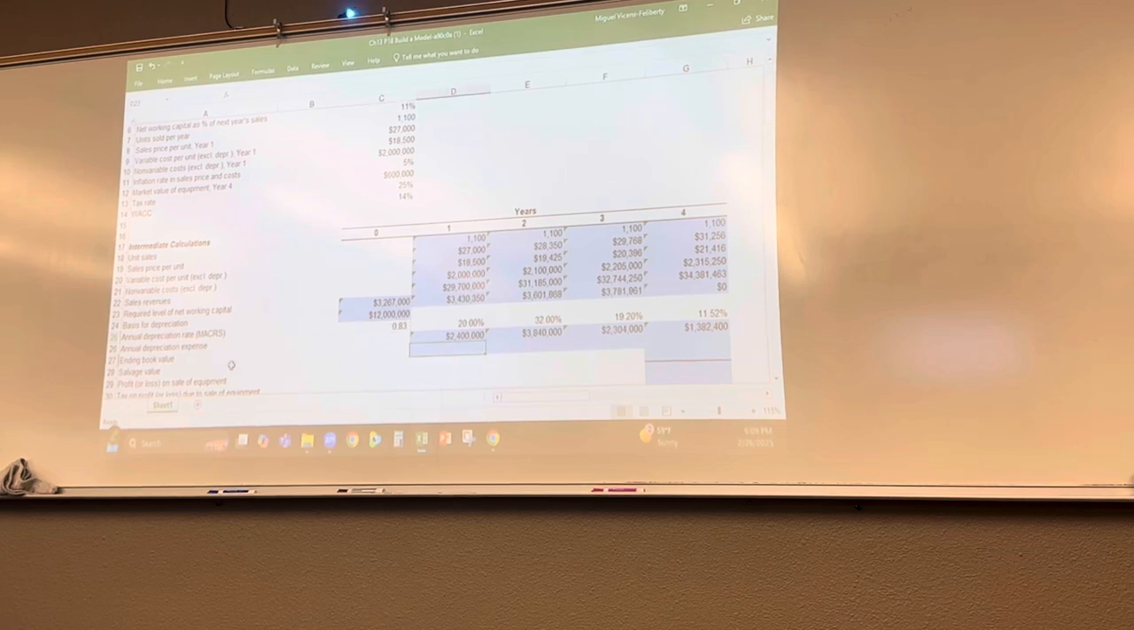So the next line here asks me for the ending book value. It's asking for the ending book value at the end of the year. That is going to be the initial 12 million minus the 2.4 million I depreciate in year 1. In year 2, it's going to be the 9.6 million on the book at the end of year 1 minus the 3.84 million I depreciate in year 2, etc., right?